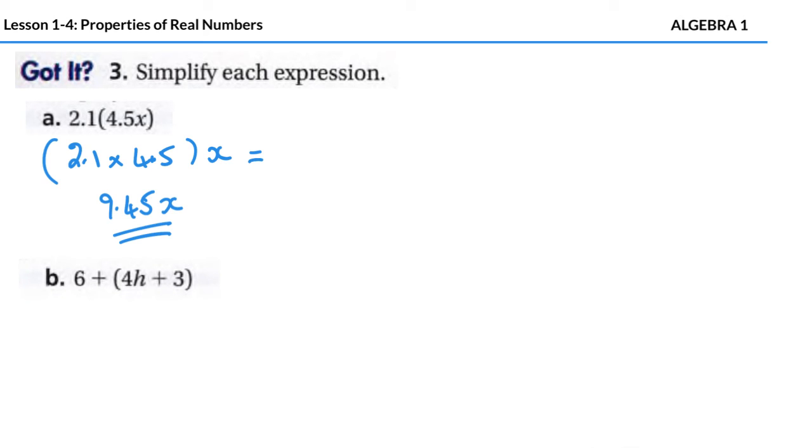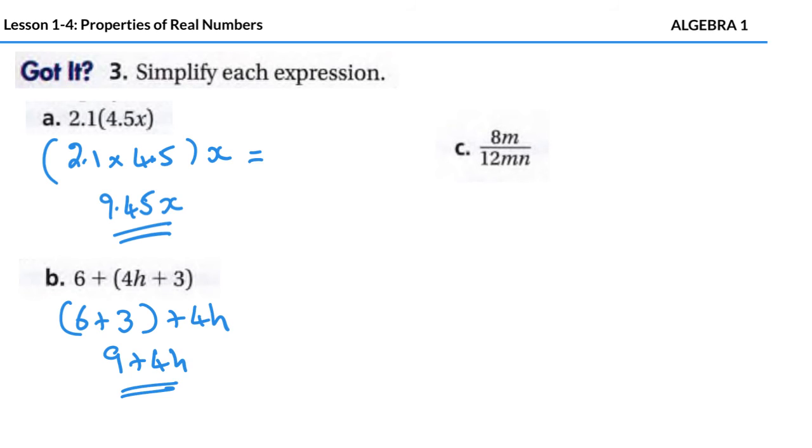6 plus 4h plus 3. So what did you do? Did you group 6 and 3 together? Something like this. 6 plus 3, I can group them together and then add it to 4h. So 6 plus 3 is going to be 9. 9 plus 4h. Which property did I use? I used associative property. Good.